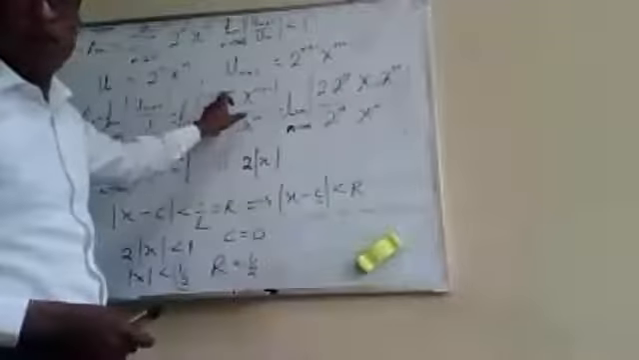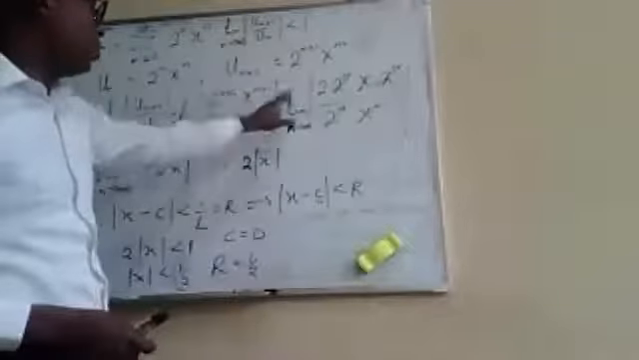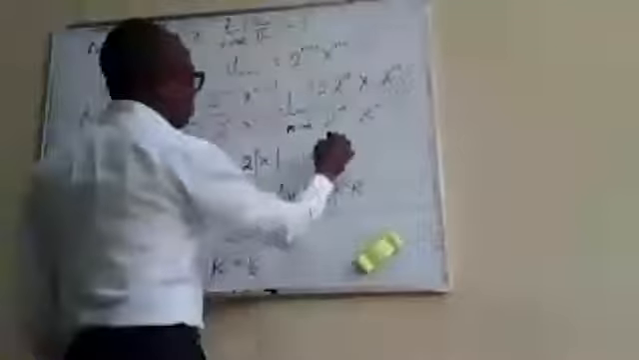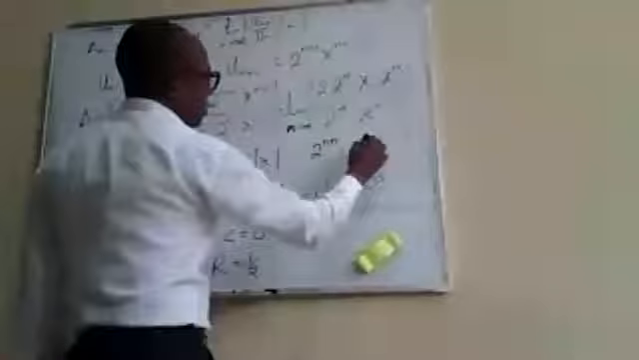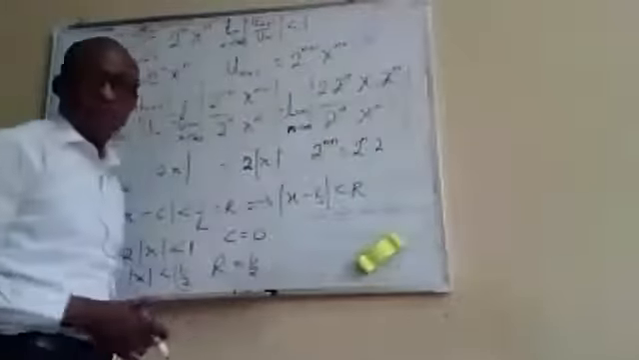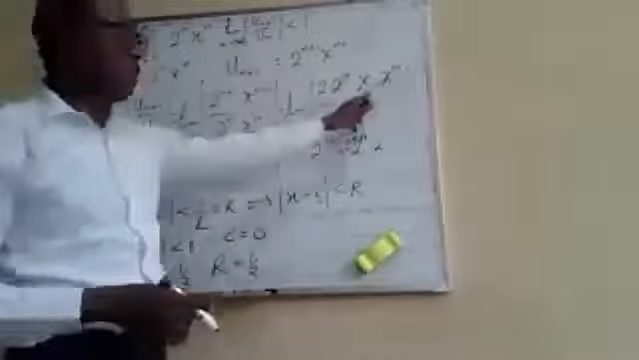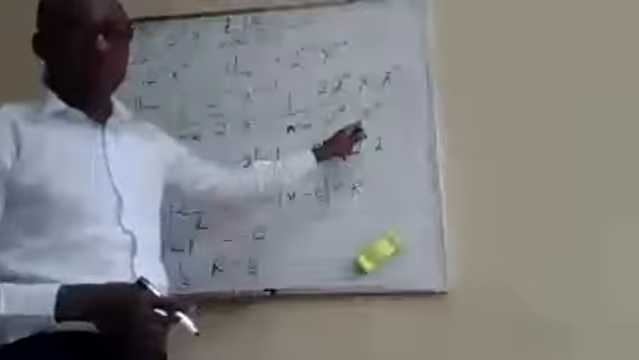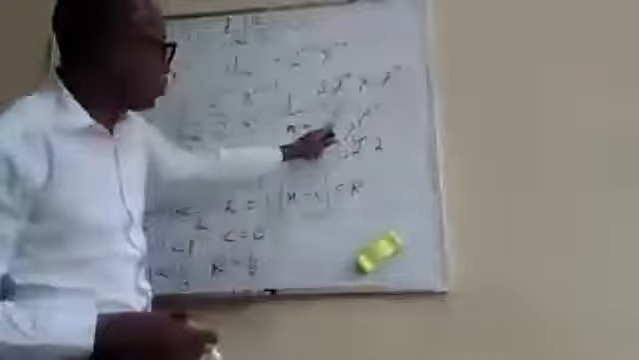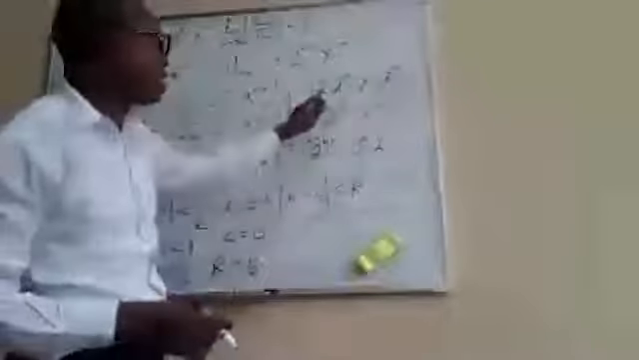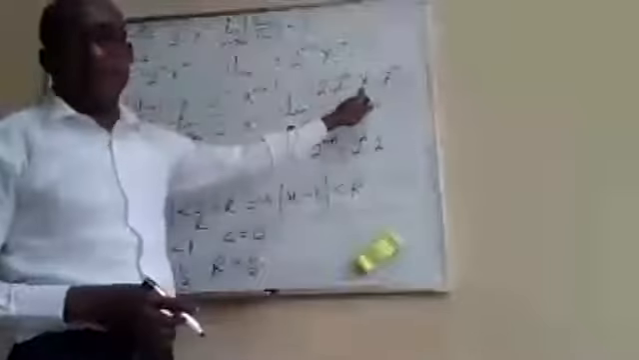What I did was just to split 2 raised to the power n plus 1 to become 2 raised to the power n times 2. The same thing is applicable to x. So when you split it, it becomes this. Then you see that 2 raised to the power n will cancel 2 raised to the power n, and x raised to the power n will cancel x raised to the power n. So we are just left with 2 and x.